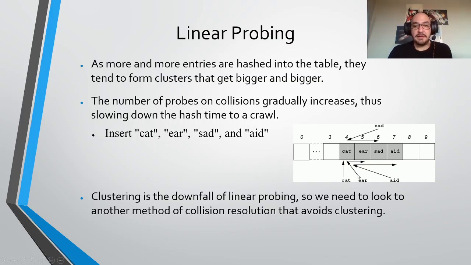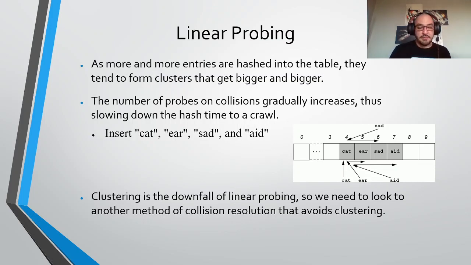But then when ear comes into play, it finds position 4 is taken, so it has to move to 5. Then sad comes in, and cat is taken, ear is taken, so sad has to be stored at the next free position. And finally aid has to go to position 4, 5, 6 until it finds an empty position at 7.